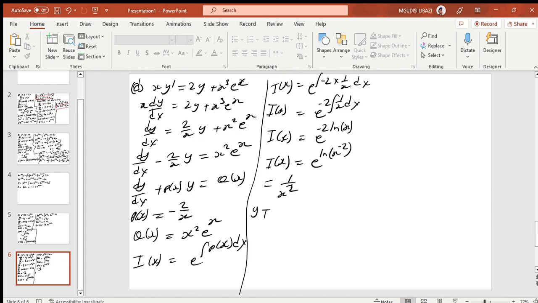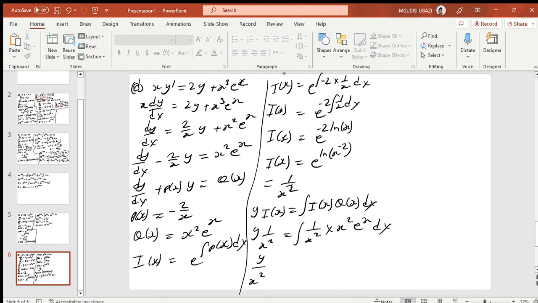So now y multiplied by the integrating factor is equal to the integral of the integrating factor multiplied by q of x multiplied by dx. y multiplied by 1 over x squared is equal to the integral of 1 over x squared multiplied by q of x, which is x squared e raised to x, multiplied by dx. So we have y over x squared equal to, x squared and x squared cancel on the right hand side, and we're left with e raised to x multiplied by dx.